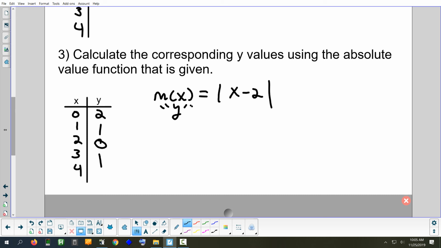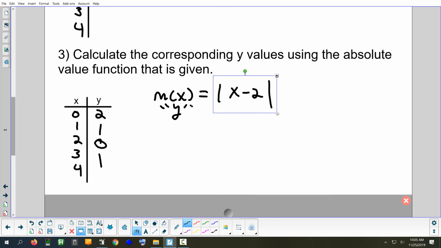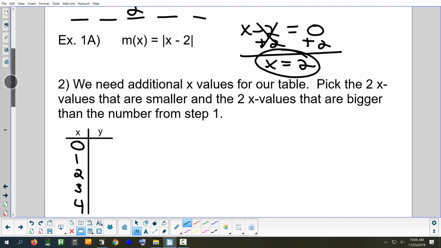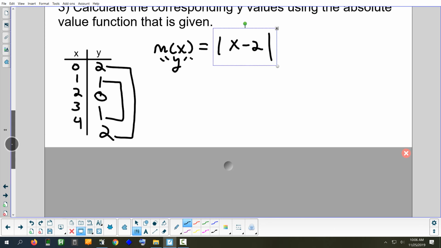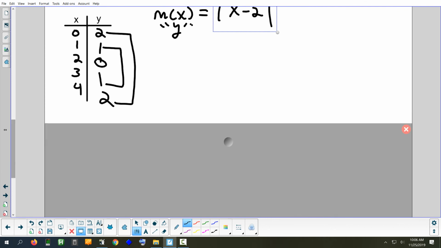Let's look at 4. What's 4 minus 2? 2. And what's the absolute value of 2? 2. That answer is always going to match that one. So technically, once you do the first part, the second part's already done. That'll happen because of how I had you do step 2. So when you're doing this, you would do 0 minus 2, and you get negative 2, but then it would be an absolute value, so it makes it 2.